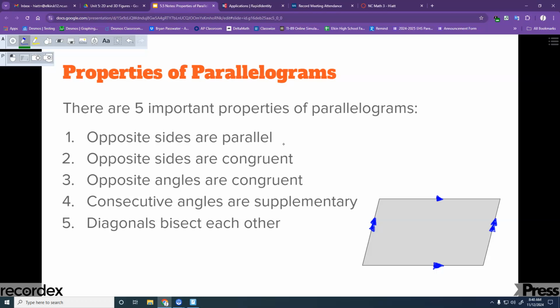Opposite sides are also congruent. So this side is equal to this side, and this side is equal to this side. Opposite angles are congruent. So if we look at this angle right here, the one across from it on the other side is congruent to that angle. And if we look at these 2, they should be congruent to each other.